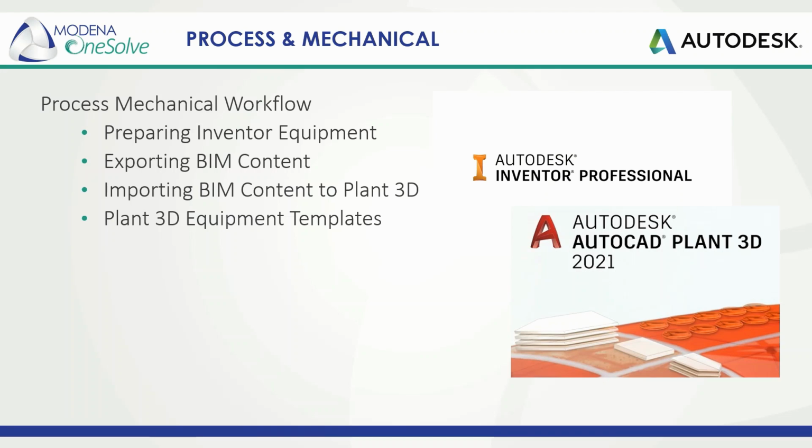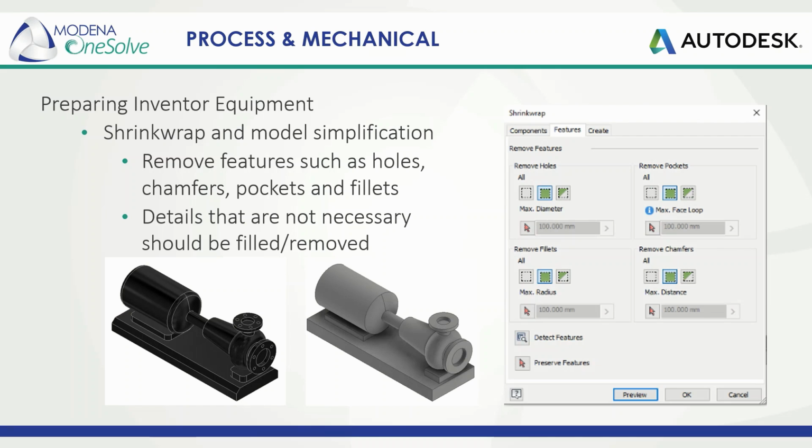All right, so moving into the process mechanical workflow, we'll cover preparing the Inventor equipment, exporting the BIM content, importing BIM content to Plant 3D, and then leveraging Plant 3D equipment templates. Moving over into Inventor, just to start off, a few things to keep in mind.